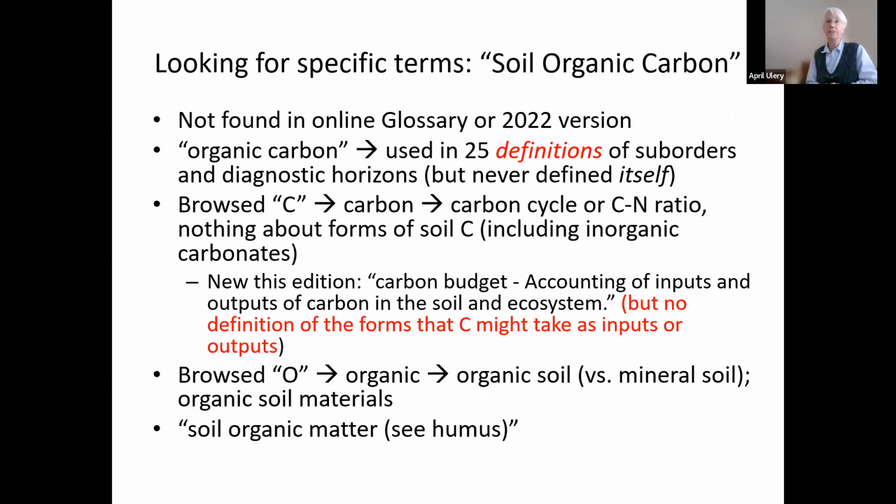suborders and diagnostic horizons that use organic carbon in the definition, but the term organic carbon itself was never defined, which sort of seems like, is that a catch-22 or an oxymoron? I don't know, but that seems problematic. The other thing that I did was I browsed through all of the C words, and I looked for carbon, and I found carbon cycle and carbon nitrogen ratio. That was pretty much it. But I found nothing about the forms of soil carbon, including inorganic forms such as caliche or carbonates. Now, I did find caliche, that's a colloquial term because it's only used in certain areas. And someone from Wisconsin wouldn't even know to look that up.